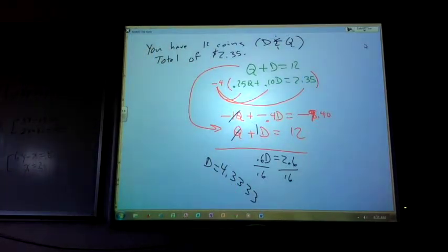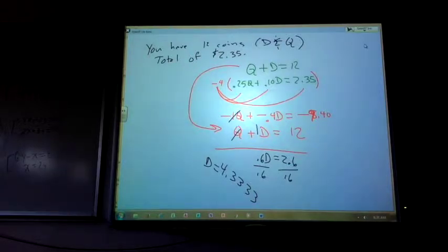What happened here? Were we wrong? Can I have 4.3333 times? What do you think? Best guess. You think it would work? Oh, no. This is a nonsense type of answer.